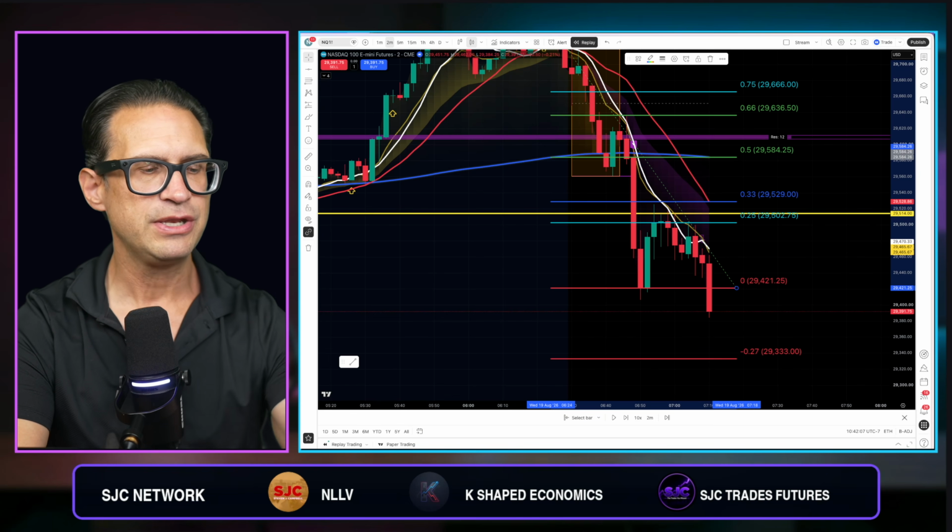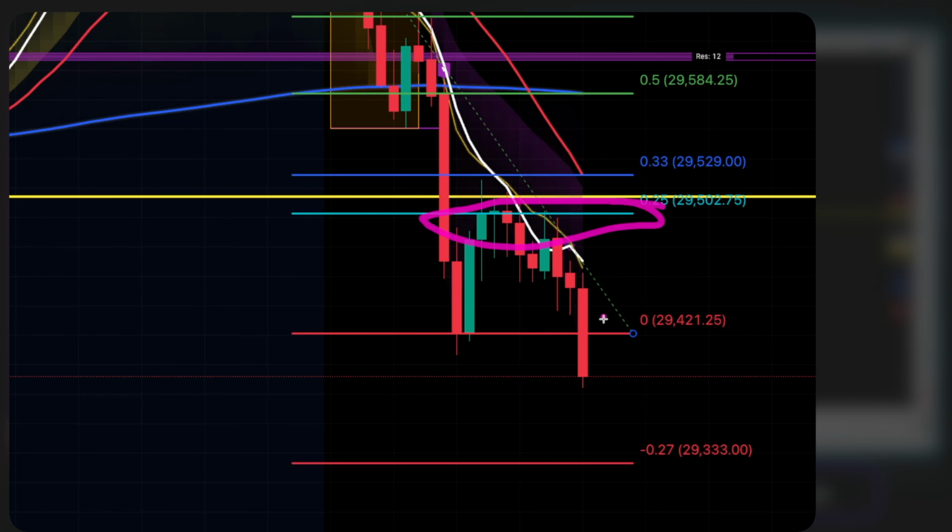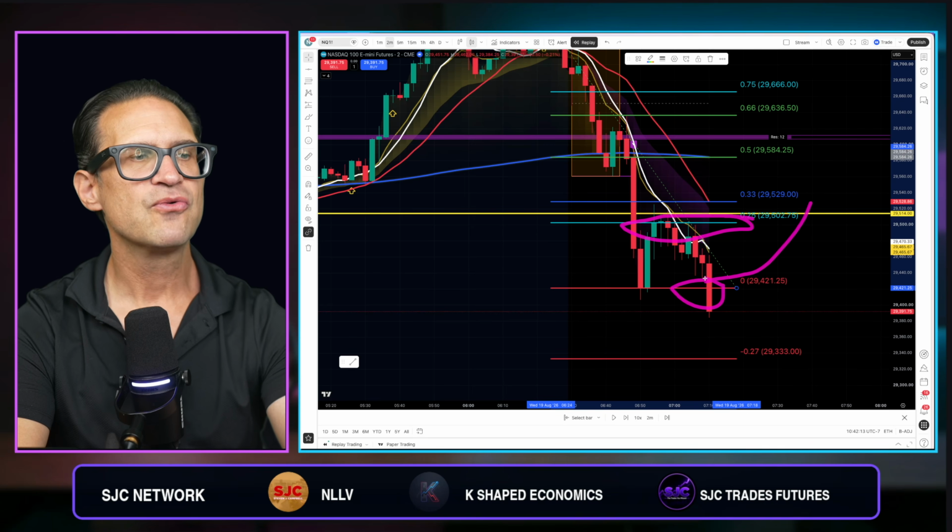Look how repeatable what I'm teaching you is. I get excited about this stuff. It butts up on the 0.25 and your entry was right here.